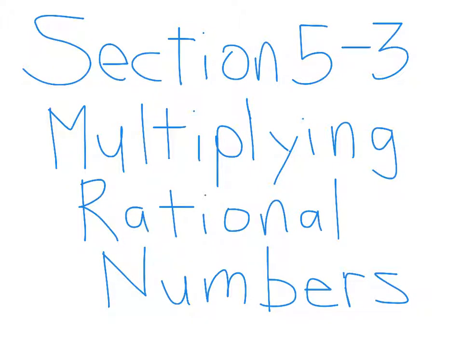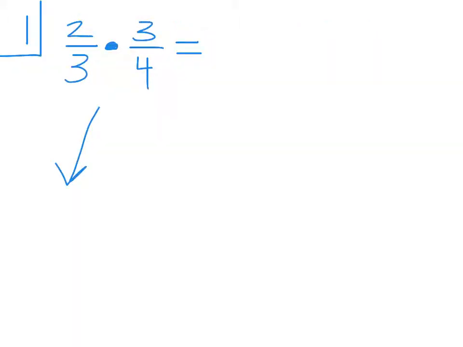All right, boys and girls, section 5-3, multiplying rational numbers. Example 1 is find 2/3 times 3/4. Write the product in simplest form, and product means multiply. So that's what we're doing.